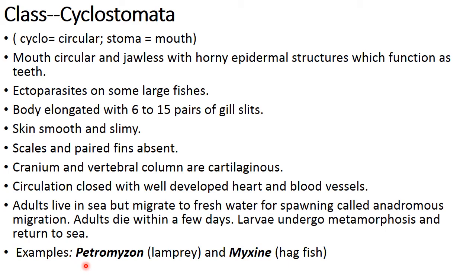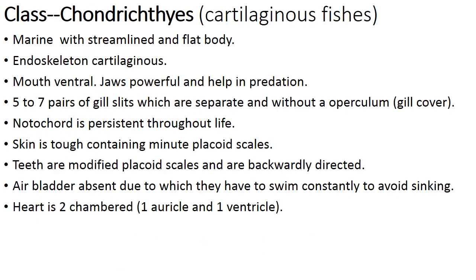Examples: you have only two examples in this group which are living till now, that is Petromyzon, called the lamprey, and Myxine, called the hagfish. Coming to the next class, this is class Chondrichthyes or the cartilaginous fishes. So Chondrichthyes, why? Because their endoskeleton is made up of cartilage.